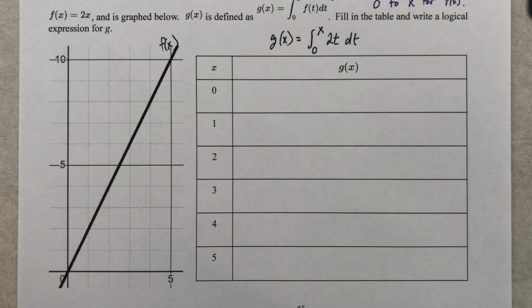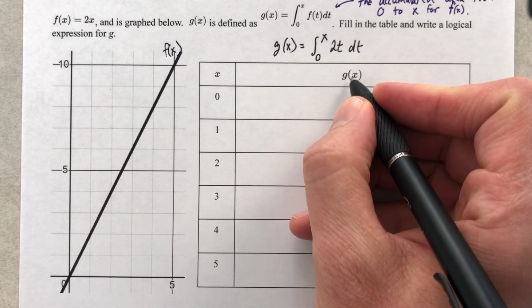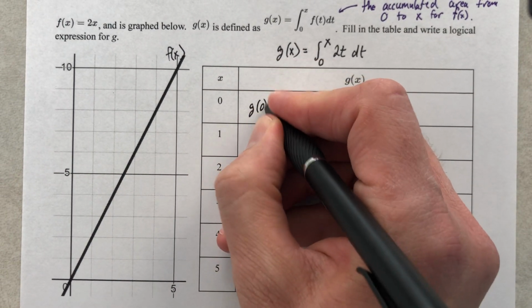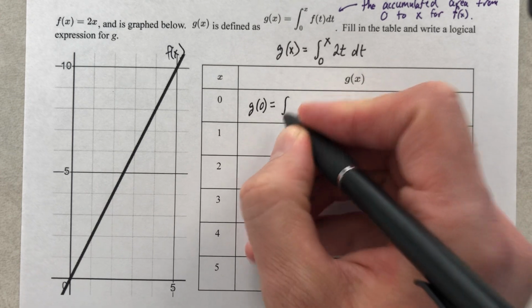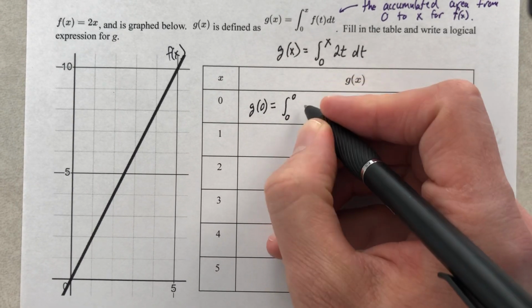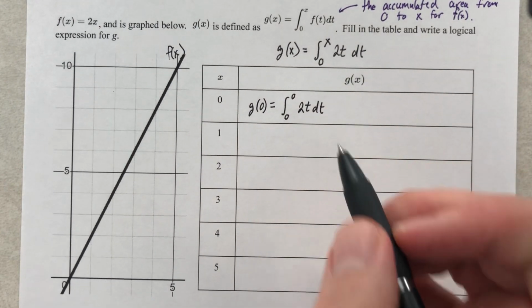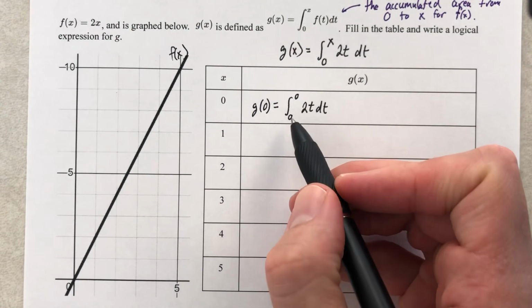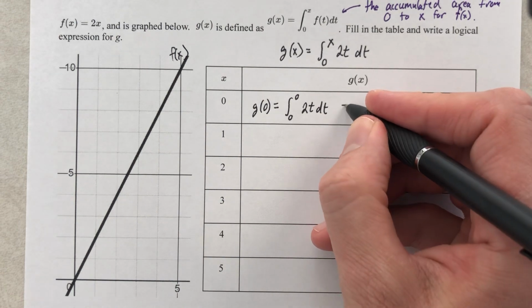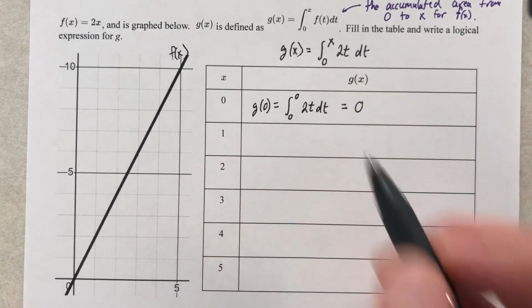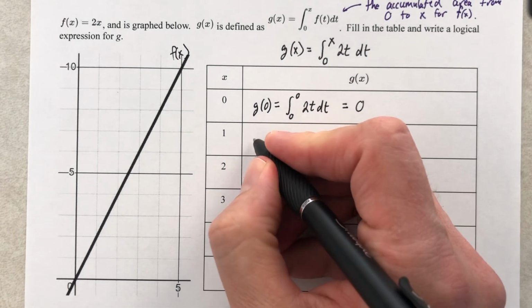So let's go. Here it is. I'm going to write a whole bunch of stuff down. g of x, where x is 0. So I need g of 0, which is the area from 0 to 0 of 2t dt. Now, if this looks confusing, this one's the easy one because I'm going from 0 to 0. I have accumulated 0 area. Okay, this might look confusing. It'll get cleared up in just a second.